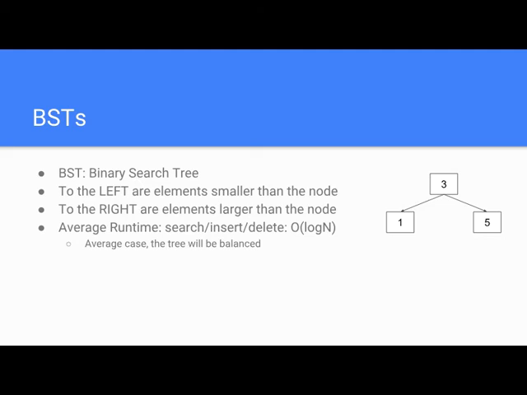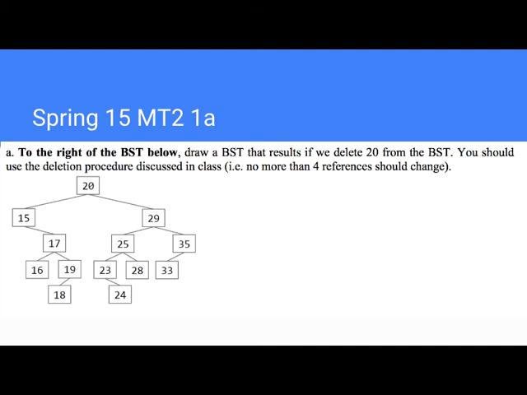To the right, I have an example where 3 is the root, and 1 goes to the left because 1 is smaller than 3, and 5 goes to the right because 5 is greater than 3. Average runtime is log n when we assume that our tree is balanced, which we'll talk a little bit about tomorrow. We're assuming log n because we're assuming that the height of our tree is average case log n. Any questions before we jump into our first example? Cool. I'll give maybe 3 minutes for this question.